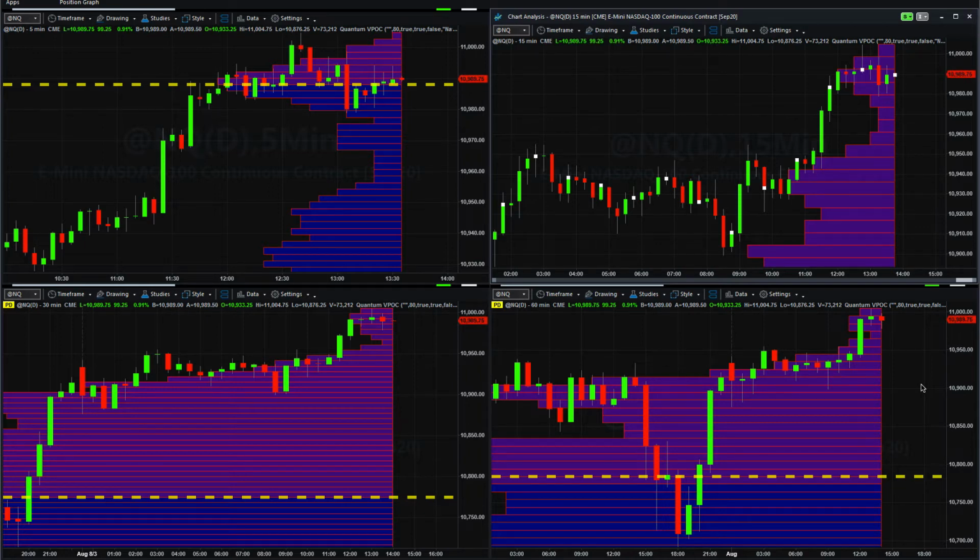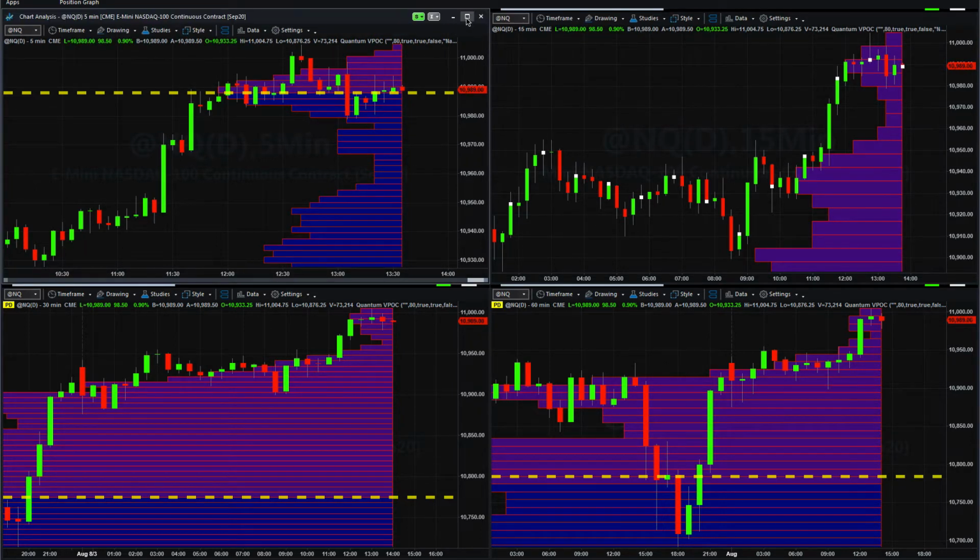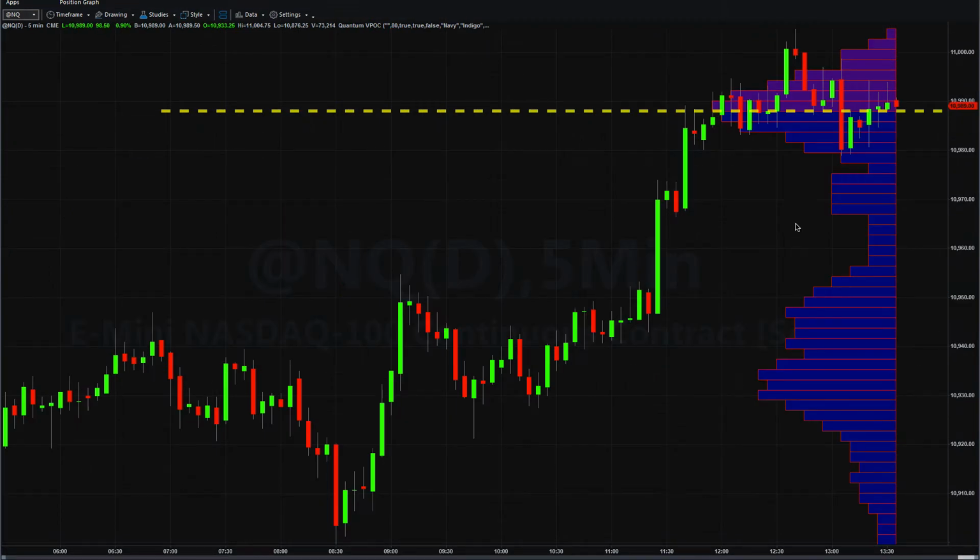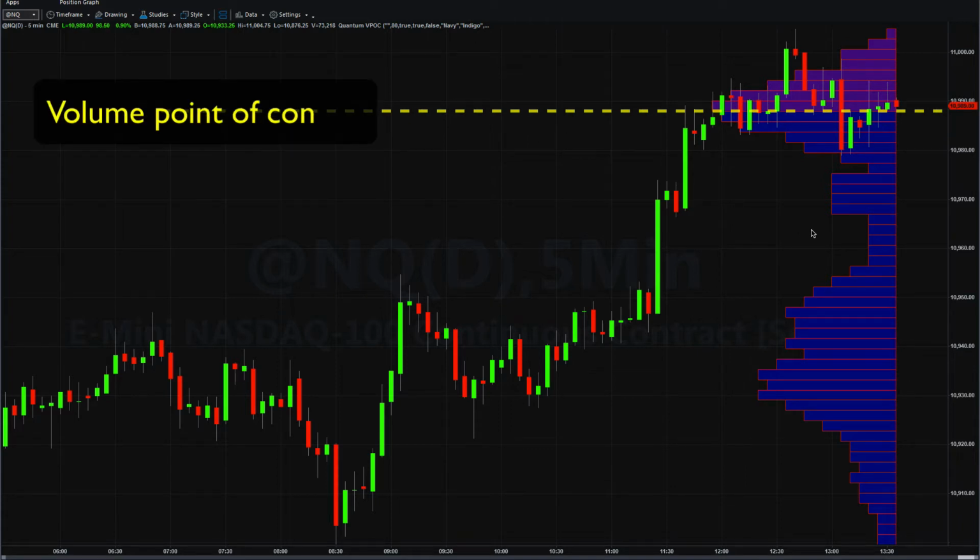Three of them have got the volume point of control in evidence, and clearly on the 5 minute, let's just pop this up full size, make this a little bit easier. There we are. Clearly ahead of cash market open, we're in a congestion phase. We're building around the volume point of control on this particular time frame, 5 minute, and we've got our volume profile there. So it's giving us a very clear heads up as to what to expect if the market breaks away to the upside or the downside.